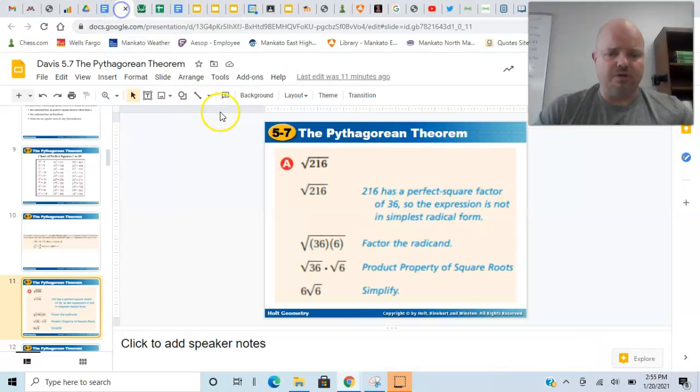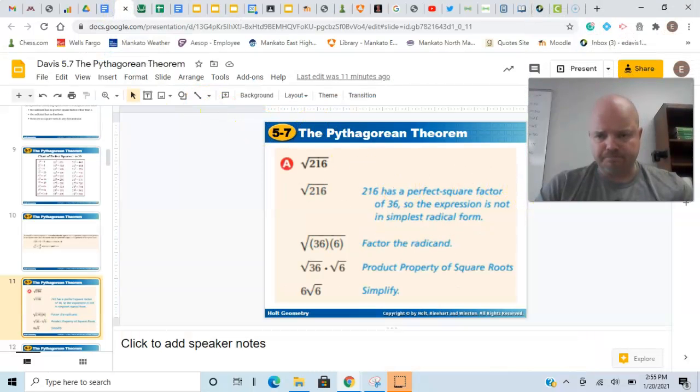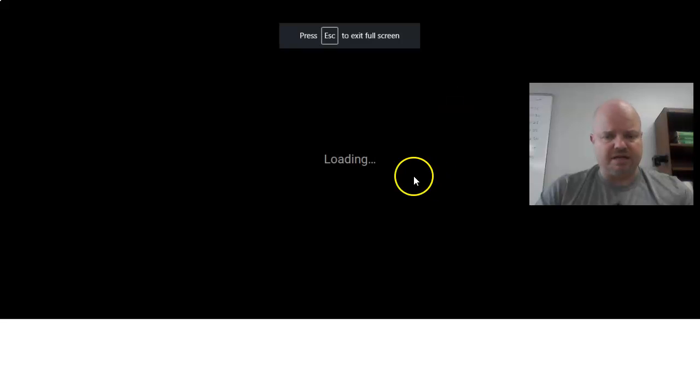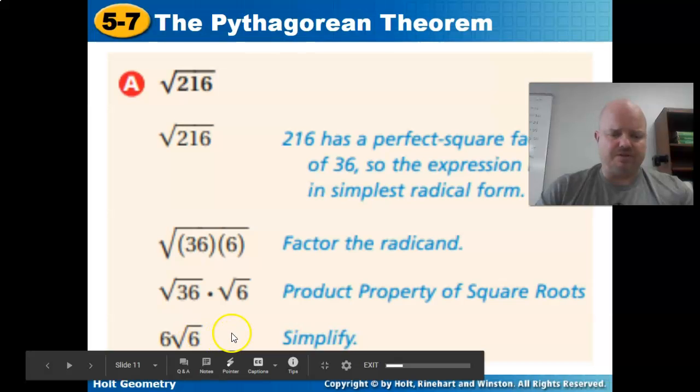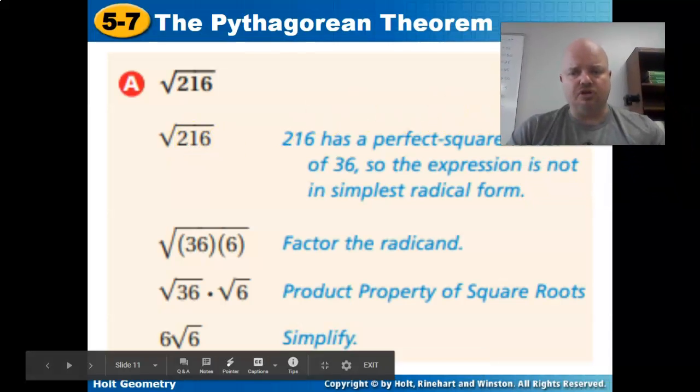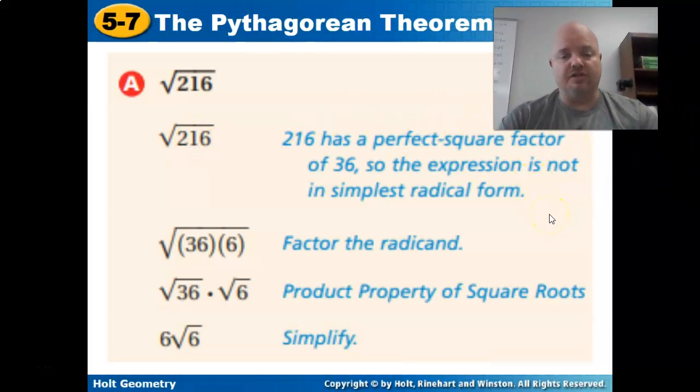Let's go back to the problem. And once again, so we factor it out and we get it down to 6 root 6. Now we can't divide out a 6. Now you might ask yourself, what if you didn't know that 36 went into 216? There are actually a couple other ways to have done this one.